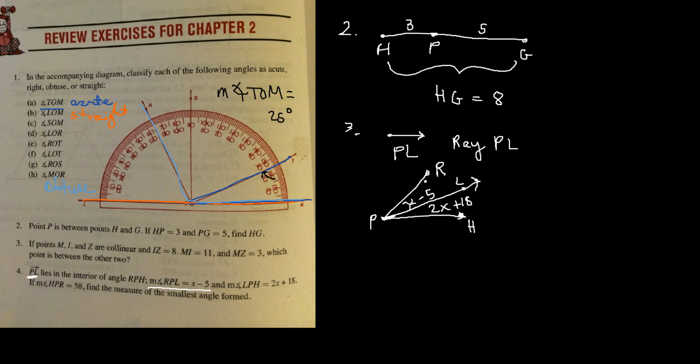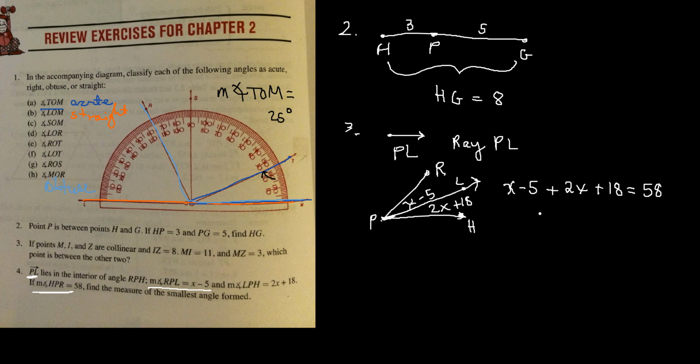Then it tells us that the measure of the big angle, now you can see when it's a measure, it's going to have that m in front of it. So the measure of HPR is 58. They want the smallest angle, but to find the smallest angle, first we have to find x. So if we add our two interior angles together, x minus 5 plus 2x plus 18, that has to equal 58.